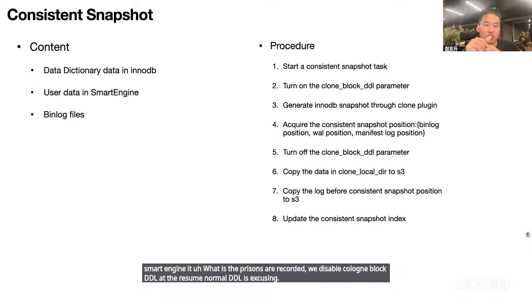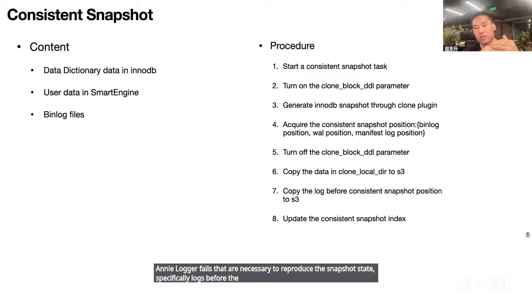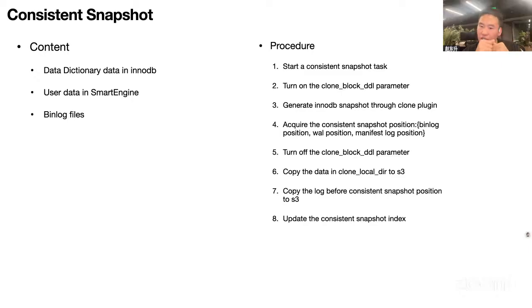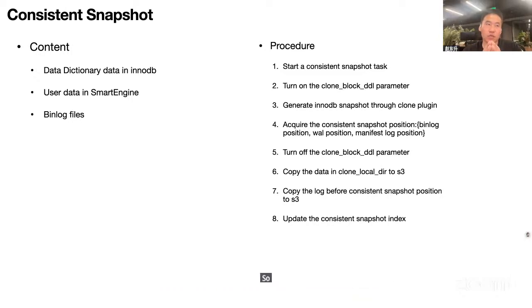The snapshot data stored in a local directory is then copied to S3 for durable storage. Any log files that are necessary to reproduce the snapshot state, specifically logs before the snapshot operation, are also uploaded to S3. Finally, we update the snapshot index to reflect the newly captured consistent snapshot. Through this procedure, we can generate a consistent snapshot of WeSQL and store it on S3.